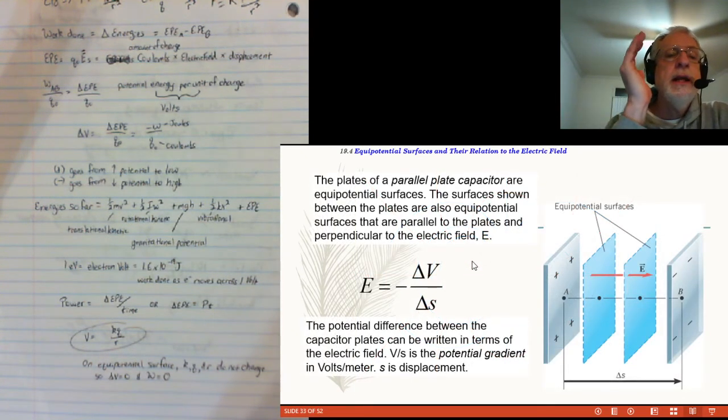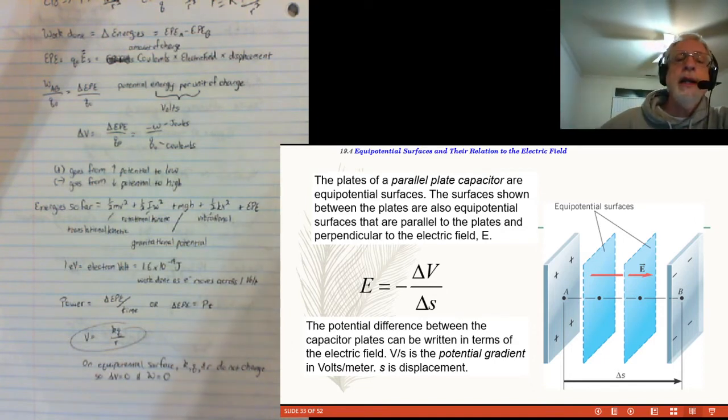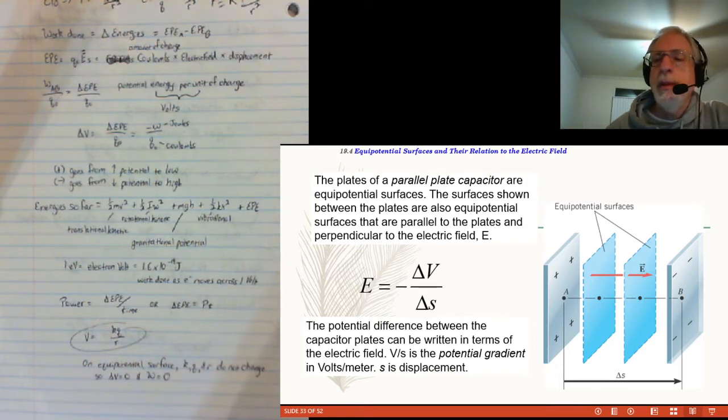What if I do it in terms of a parallel plate capacitor? The plates of a parallel plate capacitor are equipotential surfaces. That's what they are. The surfaces shown between the plates are also equipotential surfaces that are parallel to the plates and perpendicular to the electric field. So the electric field goes from positive to negative. Every sheet between those two will also be an equipotential surface because it'll be the same distance from each plate no matter where I put it.